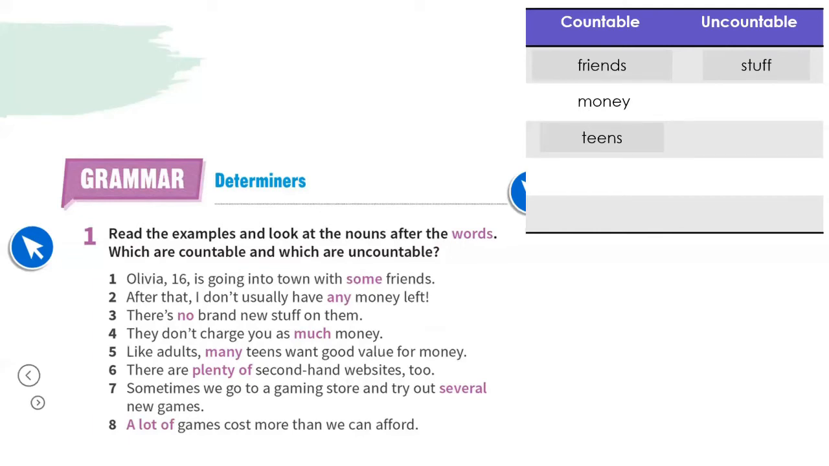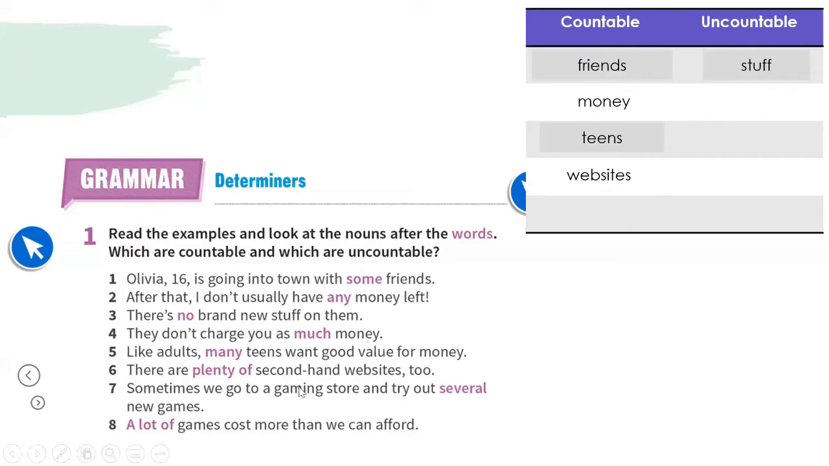Number 6, there are plenty of secondhand websites too. Again, be careful. Plenty of is the determiner, right? Secondhand is an adjective. So the noun is websites. Websites, that's already plural, countable.